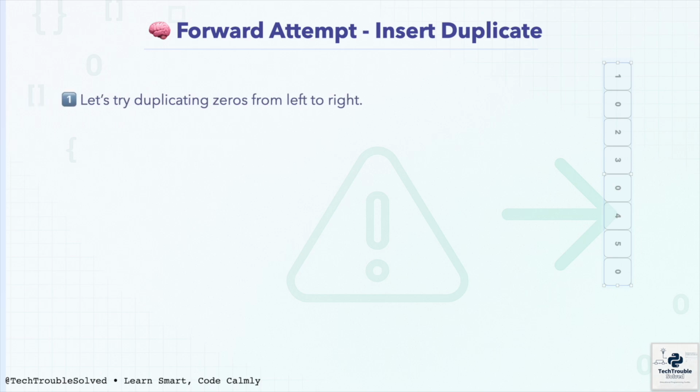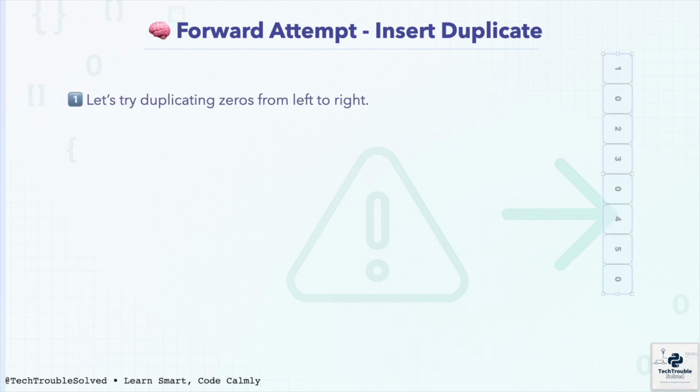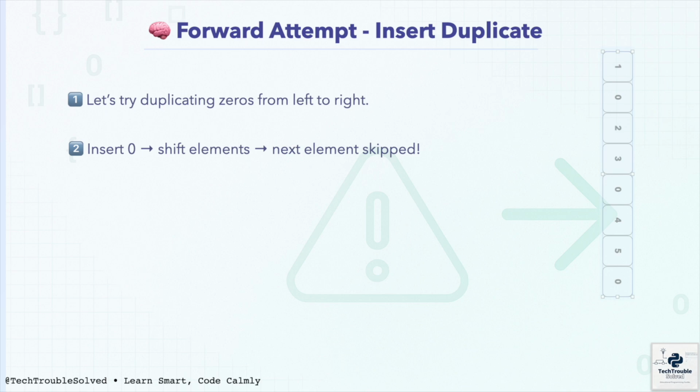Let's start with the most common idea. Move from left to right, and whenever you find a zero, insert another one right after it. Seems logical, right? But as soon as you insert, the array shifts, and that shift causes you to skip the next element. So now your loop is out of sync with our data.